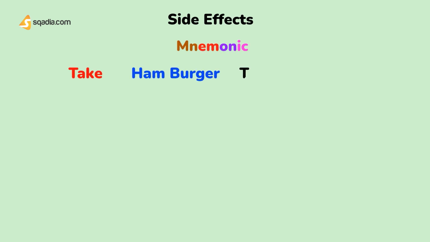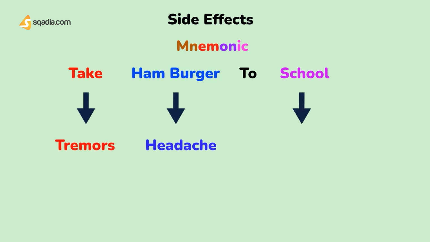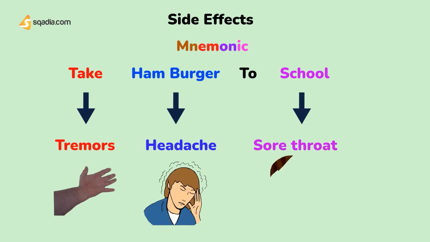What are the side effects of salbutamol? Well, remember this mnemonic: Take hamburger to school, where take stands for tremors, hamburger stands for headache, and school stands for sore throat. Easy.